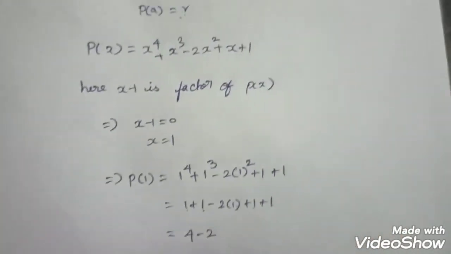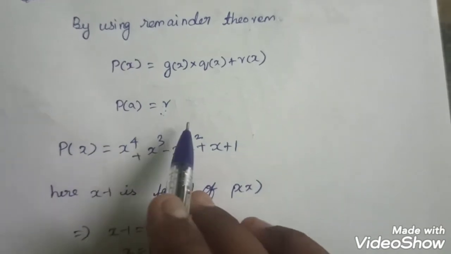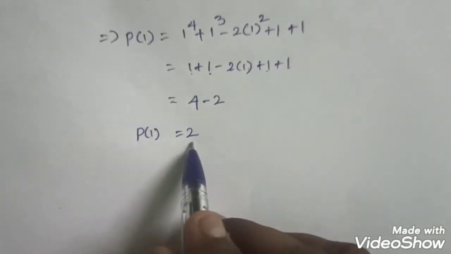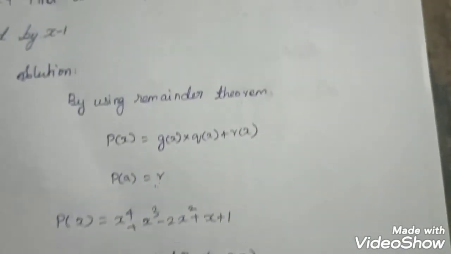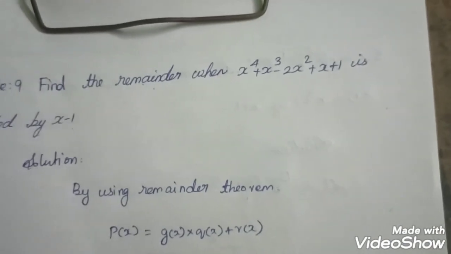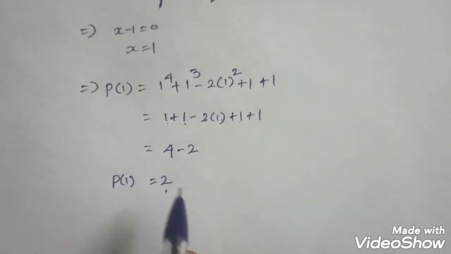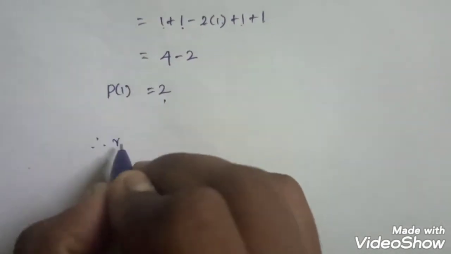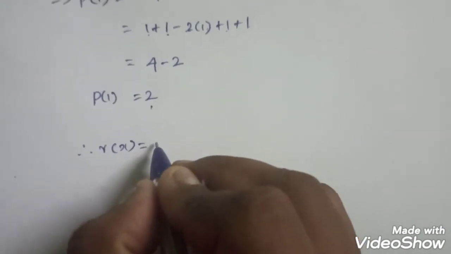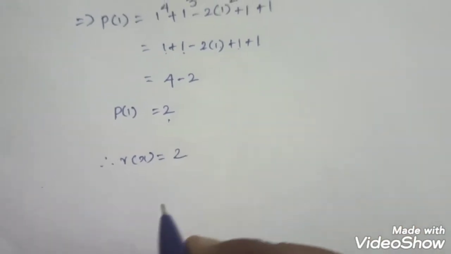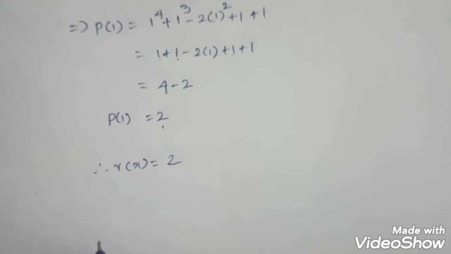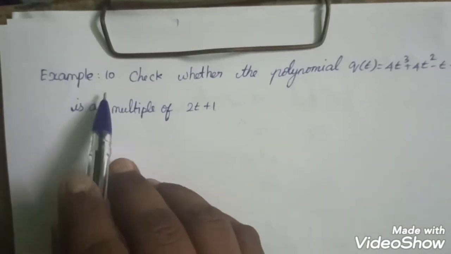So already I told you p of a is equal to r. So 2 is the remainder when we divide x power 4 plus x cube minus 2x square plus x plus 1 by x minus 1. We get the remainder is 2. Therefore r of x is equal to 2. Next we move on to example number 10. Now we see example number 10.